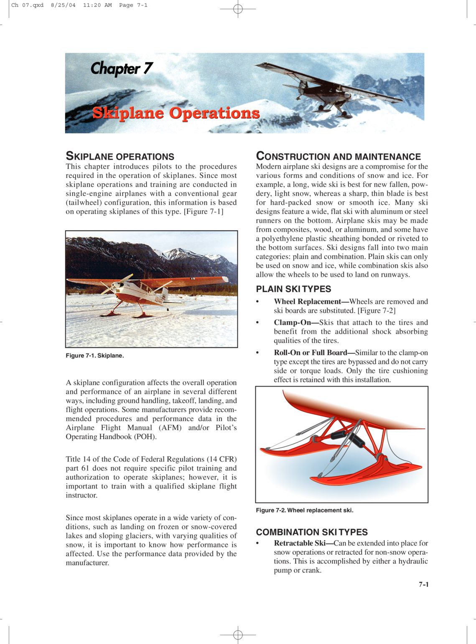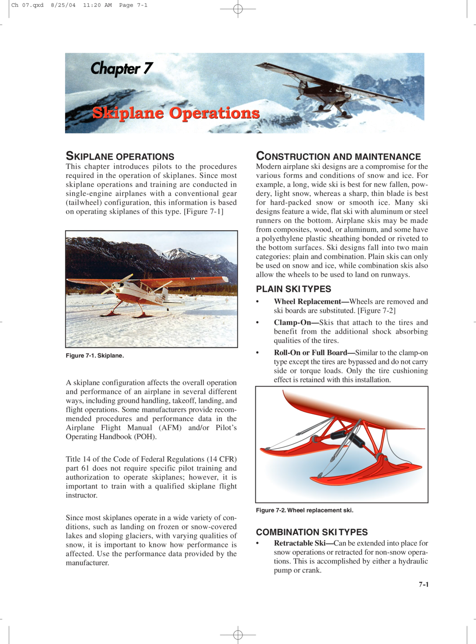Plain skis can only be used on snow and ice, while combination skis also allow the wheels to be used to land on runways. Plain ski types: wheel replacement, where wheels are removed and ski boards are substituted. Figure 7.2: clamp-on, skis that attach to the tires and benefit from the additional shock-absorbing qualities of the tires. Roll-on or full board, similar to the clamp-on type except the tires are bypassed and do not carry side or torque loads. Only the tire cushioning effect is retained with this installation.